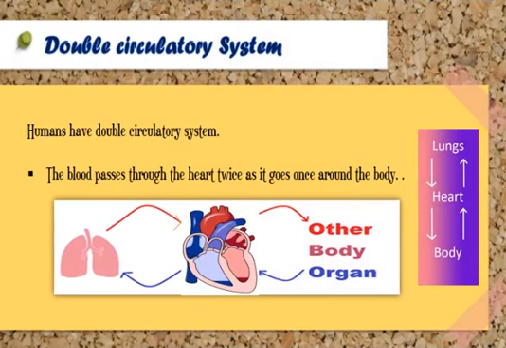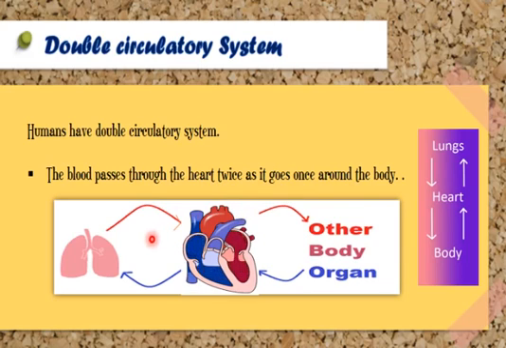Dear students, we are talking about blood circulation. For that, we have to see that the type of circulatory system in humans is a double circulatory system. Double circulatory system means the blood passes through the heart twice as it goes once around the body.